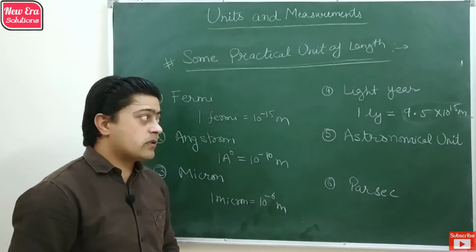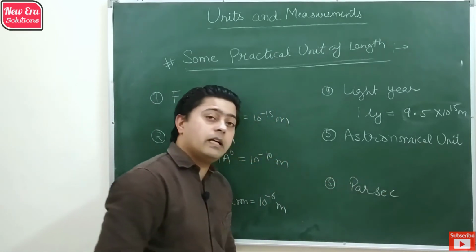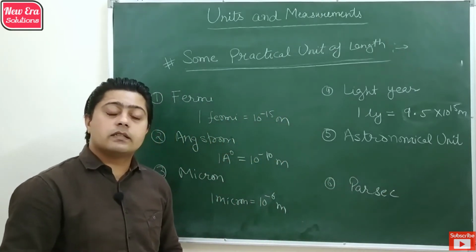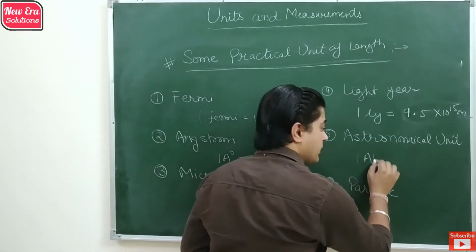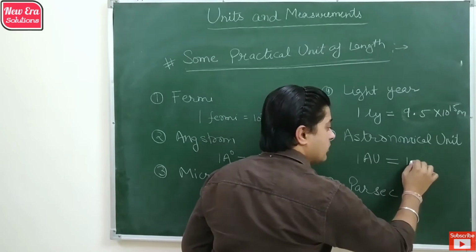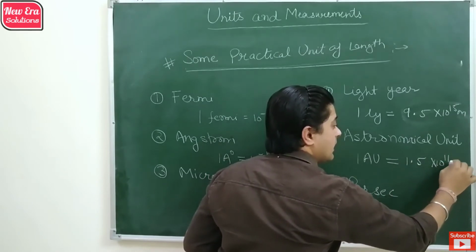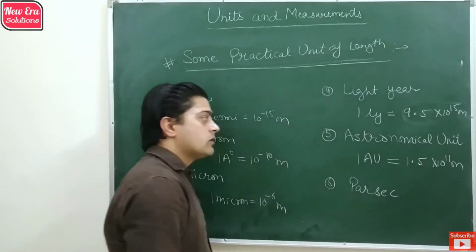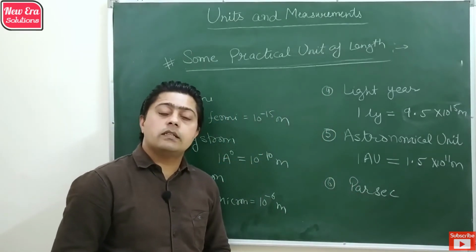Next we have the astronomical unit. Astronomical unit is the average distance between the sun and the earth. So 1 astronomical unit is approximately equal to 1.5 into 10 raised to power 11 meter. So this is also a unit used to measure large distances.